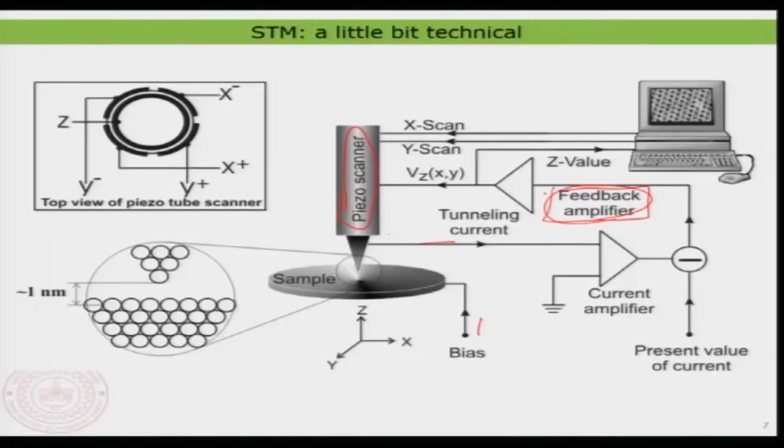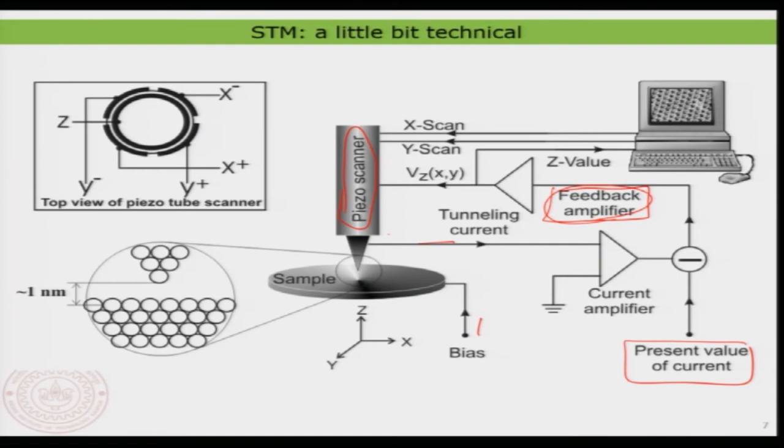Therefore, a feedback mechanism should always work between the scanner and the tunneling current measurement, and that is why you would always find that a feedback loop system is working, and that is maintained by something called a set current. You set a certain value for the current, and that value of current will always be maintained while you do the scanning. That is quite important, otherwise you would end up crashing the tip into the sample.